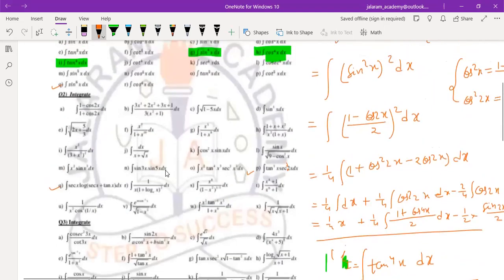This is the integration of tan to the power 4x. Similarly, we can solve cot to the power 4x also by writing cot square x into cot square x. One of the cot square x is written as cosec square x minus 1. Then we separate it and a similar procedure will be followed.